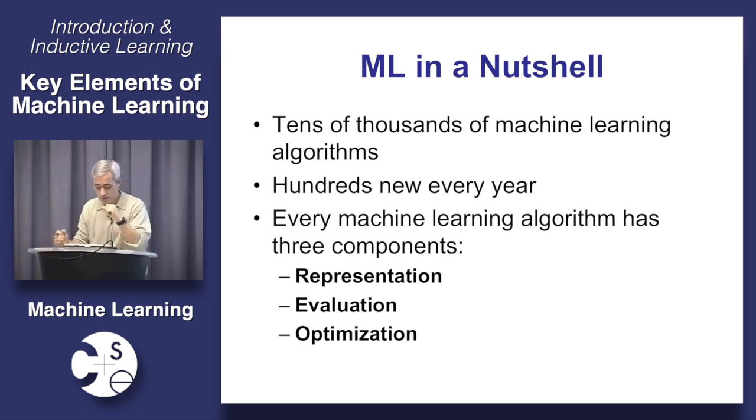So what are those components? They're basically three. Almost all machine learning algorithms have these components in one form or another. They are representation, evaluation, and optimization. So let's look at each one of these and see what it is and what examples of it are.